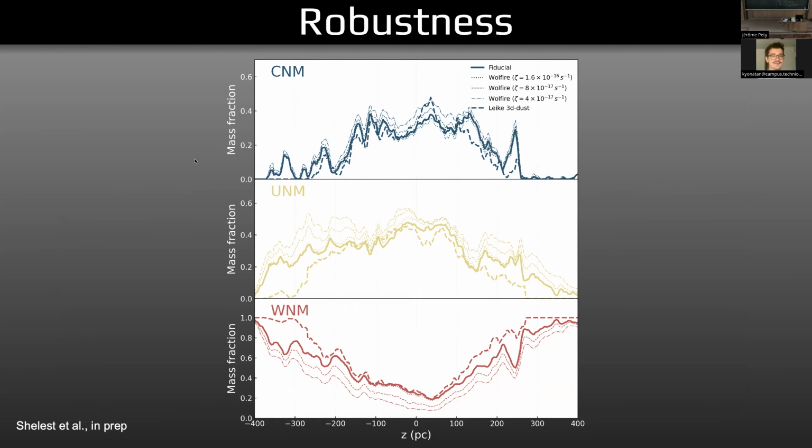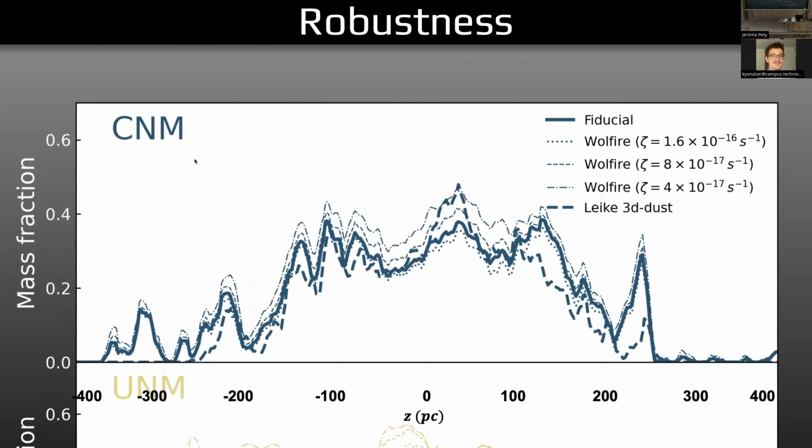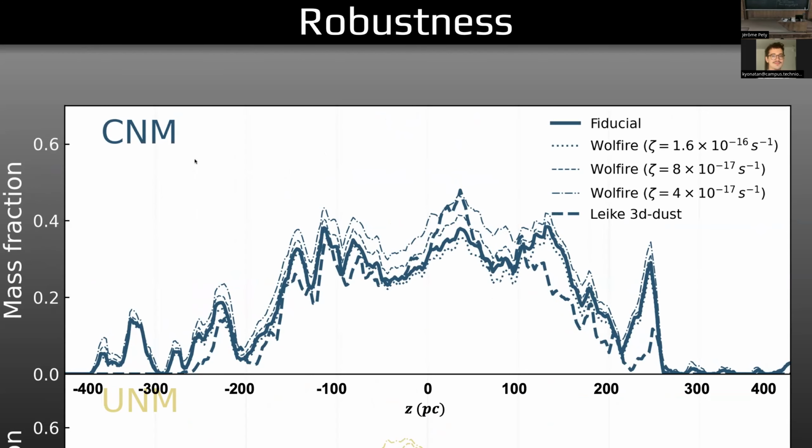It's quite a huge graph, so let's analyze it one by one. Let's go to the CNM fraction. On this plot, you see the CNM fraction as a function of z, which is height above the midplane. And each line represents a different model or a different map. So the first one is the fiducial model. It's the one that we use in our paper.